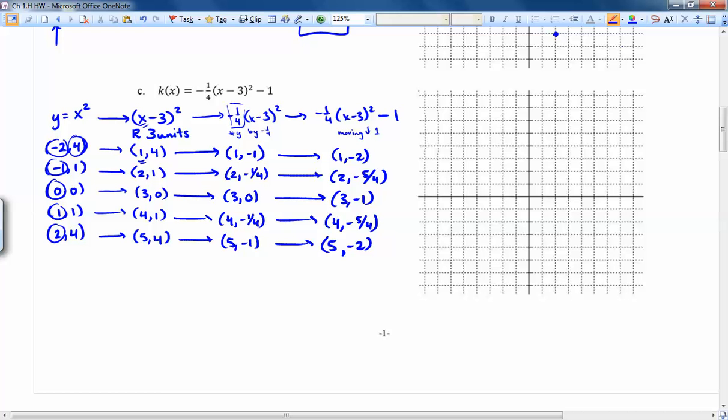So 1, negative 2 goes right here. Here I'll do 1, 2. 2 goes with negative 5/4, which would be about here. 3 goes with negative 1. 4 goes with negative 5/4. 5 goes with negative 2. And you can tell that you're getting a very kind of flattish parabola there.